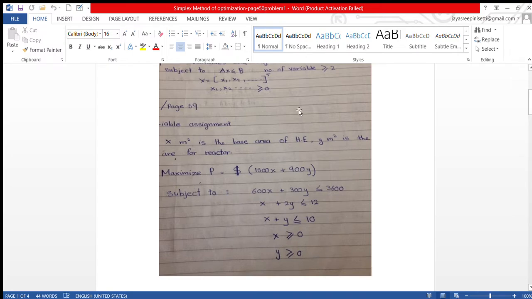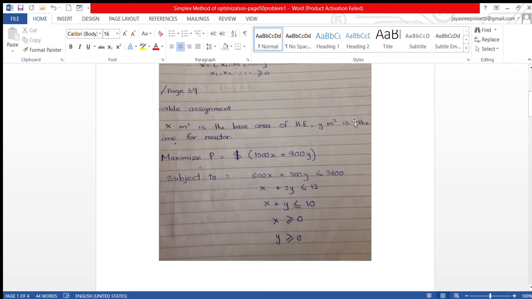like this, which we have already done, which has a main equation, the objective function. Here the objective function is the profit function, in dollars, 1500 times x plus 900 times y. Here x is the area allocated for the installation of the heat exchanger, and y is the area allocated for the installation of a reactor. These are all subject to some inequality constraints. I believe this is the budget constraint, this is the time constraint, this is the area constraint. These two are common constraints.